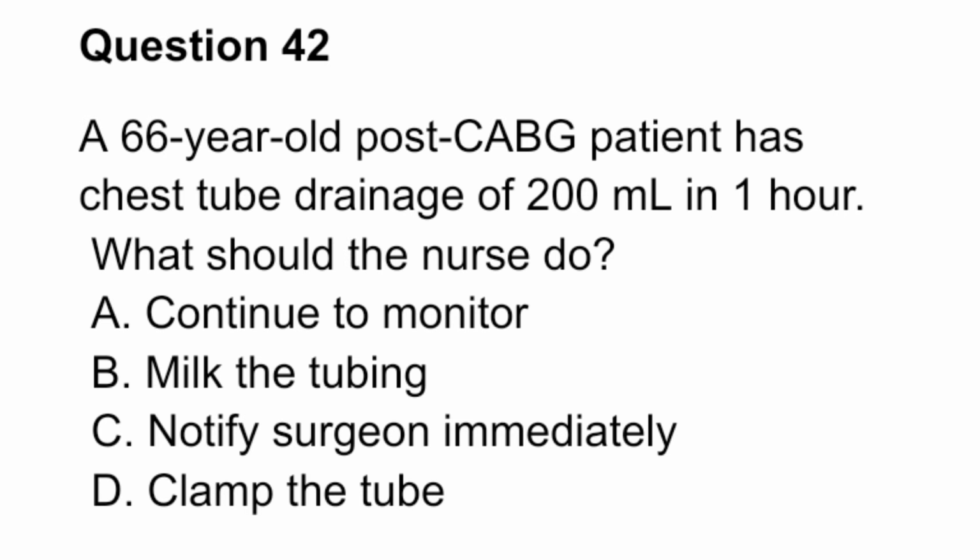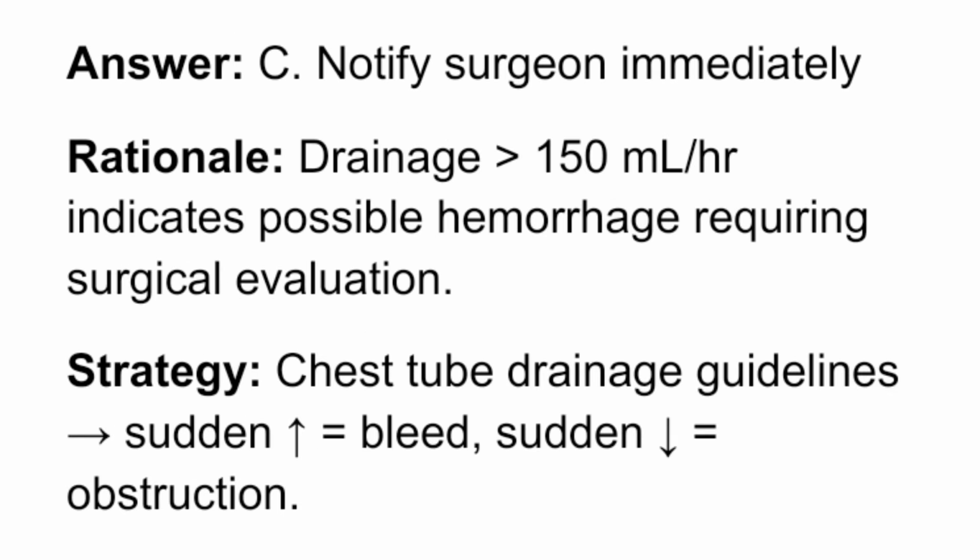Question 42. A 66-year-old post-CABG patient has chest tube drainage of 200 milliliters in 1 hour. What should the nurse do? A. Continue to monitor. B. Milk the tubing. C. Notify surgeon immediately. D. Clamp the tube. Answer: C. Notify surgeon immediately. Rationale: drainage greater than 150 milliliters per hour indicates possible hemorrhage requiring surgical evaluation.